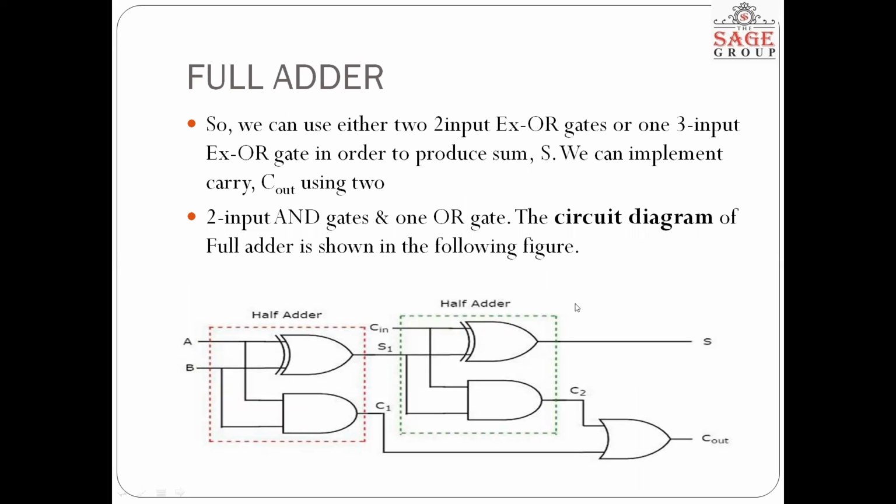So again we discuss, this is the diagram of the full adder when we join two half adders. Here is one half adder and the second one is again a half adder. Those half adders are joined with one OR gate, right? So we get the circuit diagram of the full adder.